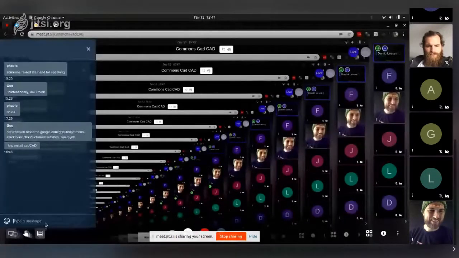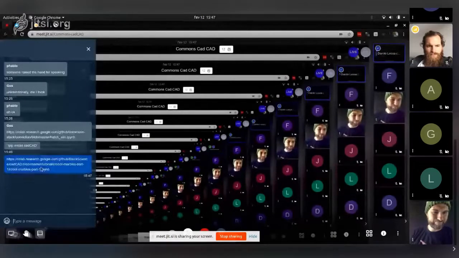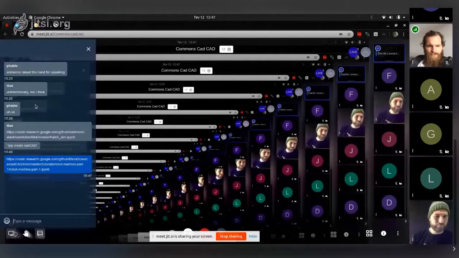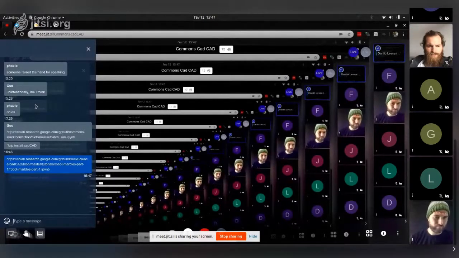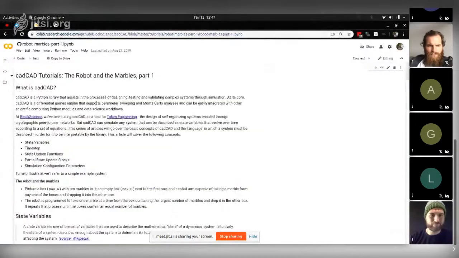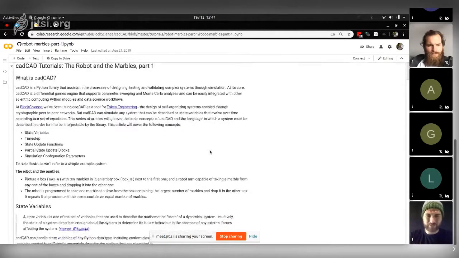Actually, I'm posting the Robot Marbles link one. It is already on Colab, and actually it opens the GitHub notebook that there is in the cadCAD repository. And the intent of this tutorial is to introduce the most basic things that you need to actually run a cadCAD model. So cadCAD depends on several concepts to get it running. It uses the concepts of state variables, time steps, state update functions, and partial state update blocks.